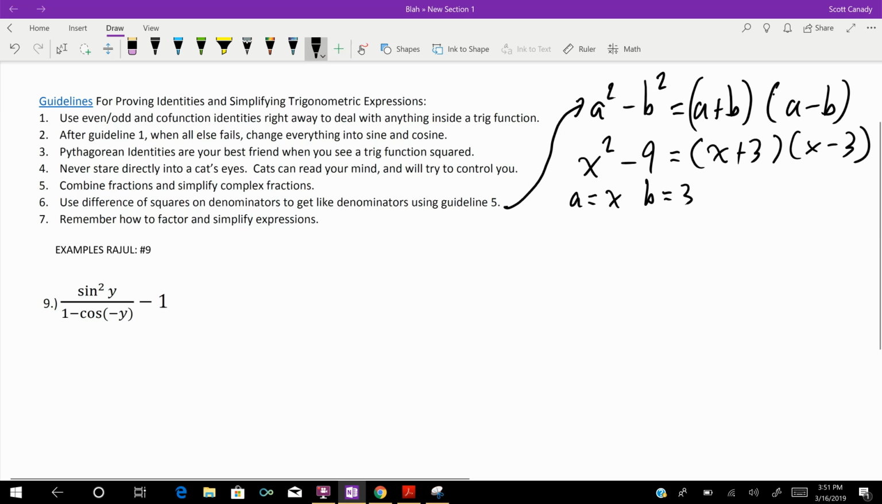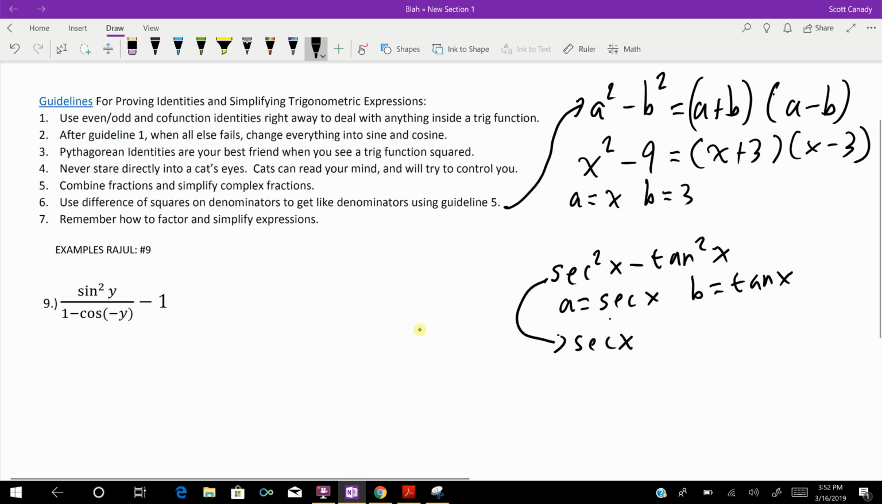And I'm going to do a couple of examples of what you could do with trigonometry to do the same exact thing. So what if I had secant squared x minus tangent squared x as an example? That would become secant of x, well, so a is secant of x, b is tangent of x, so this becomes secant of x plus tangent of x times secant of x minus tangent of x.